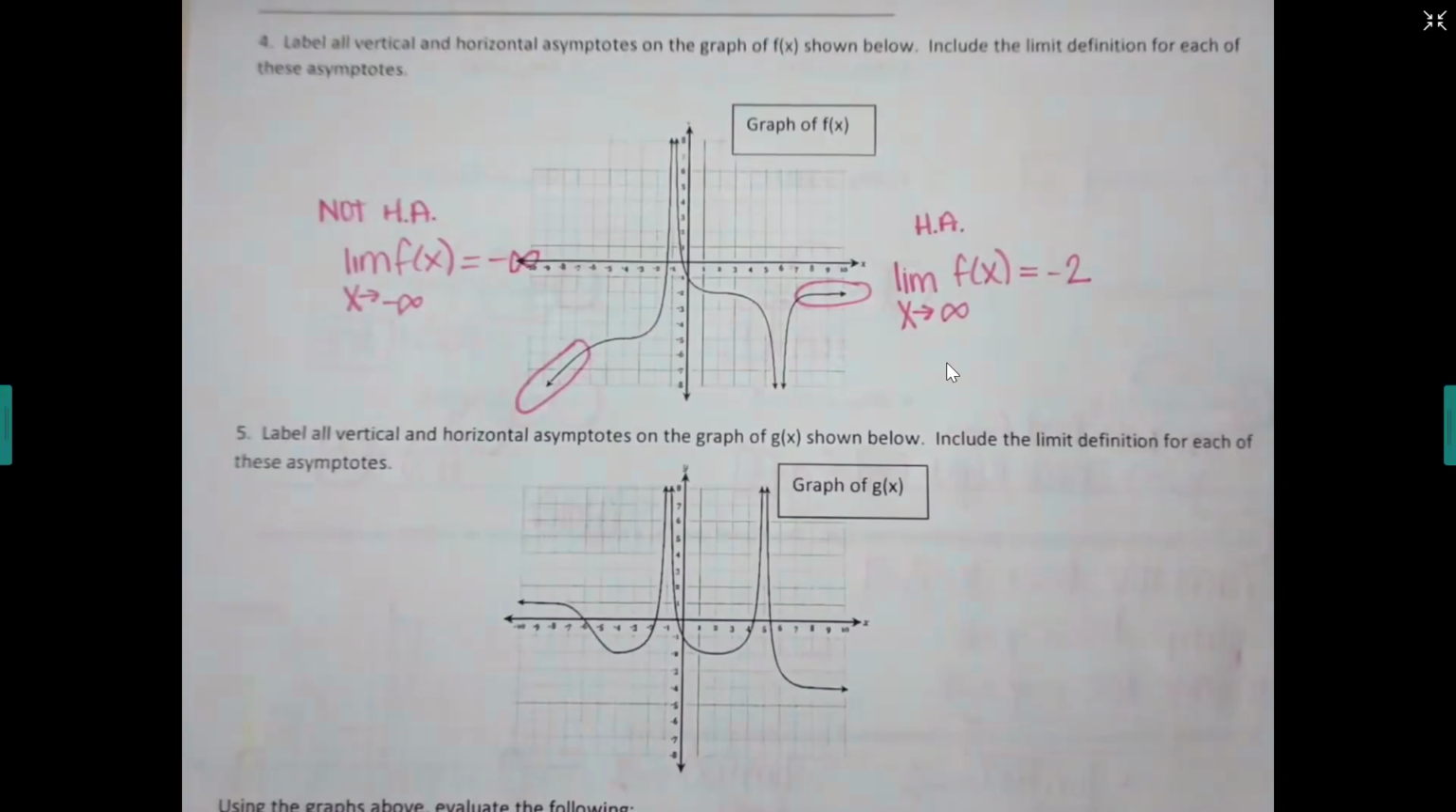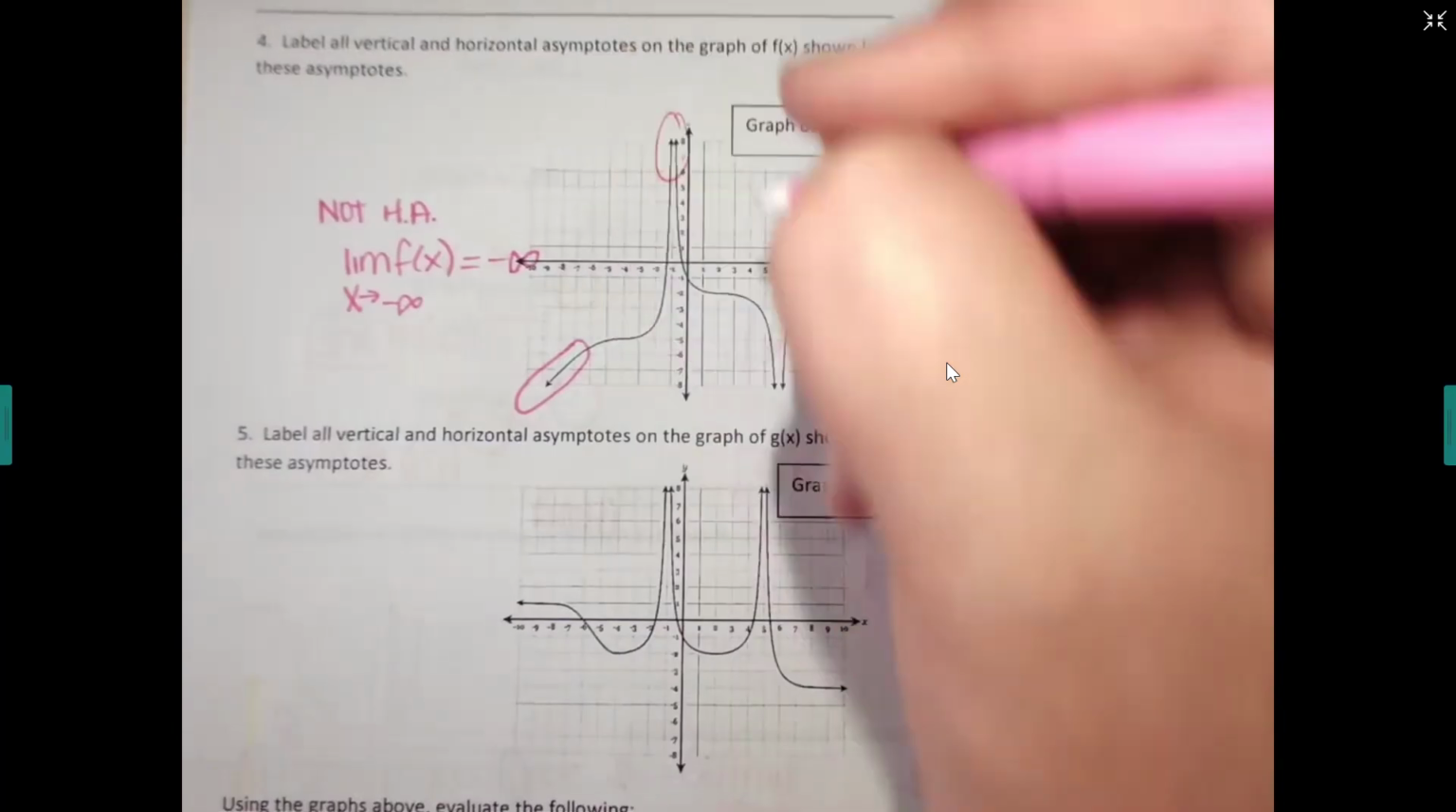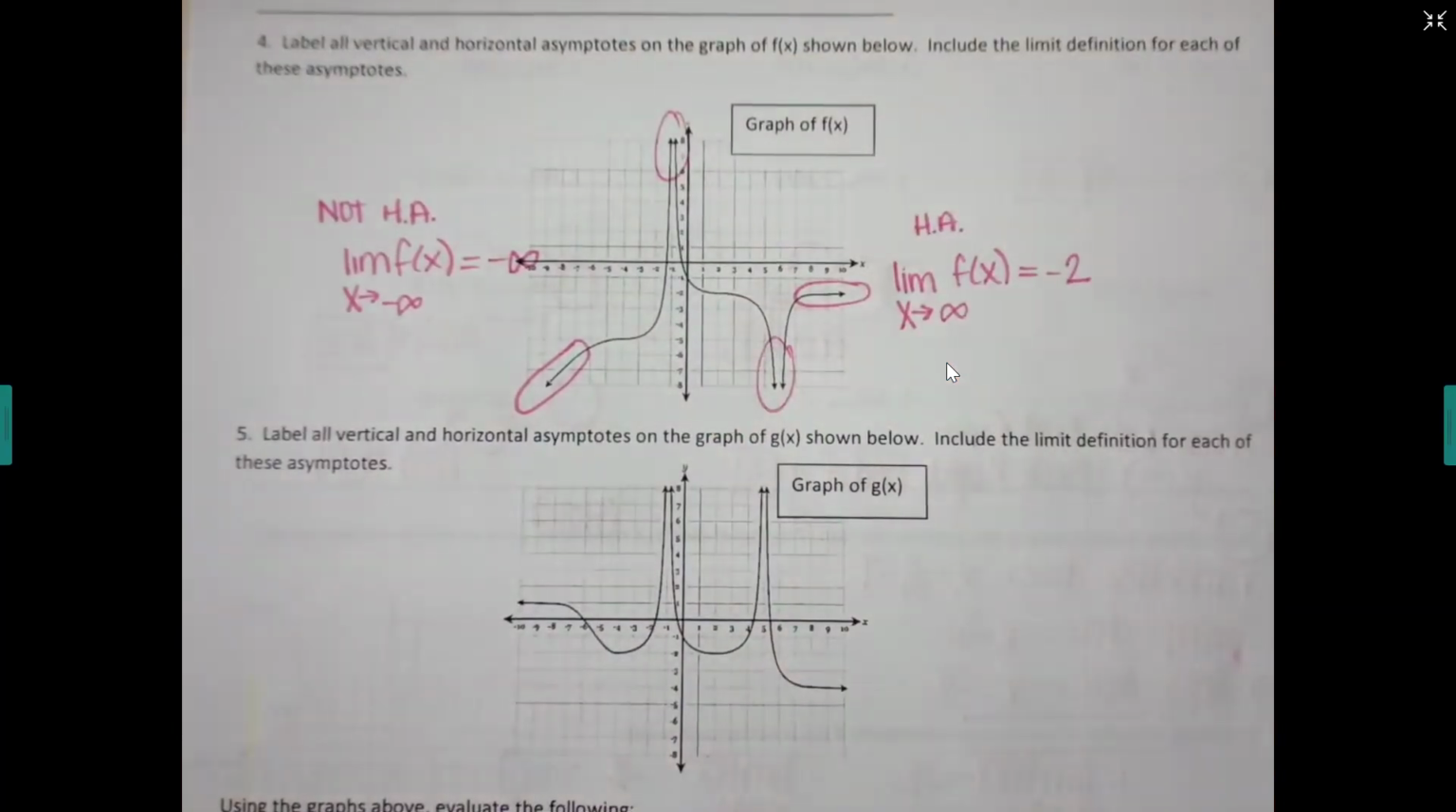You just put it on my keyboard. Thank you. All right, then I have 2 vertical asymptotes. Okay, for vertical asymptotes, your x should approach where the asymptote is, and then your y should be what goes up or down. So here's what I mean by that.